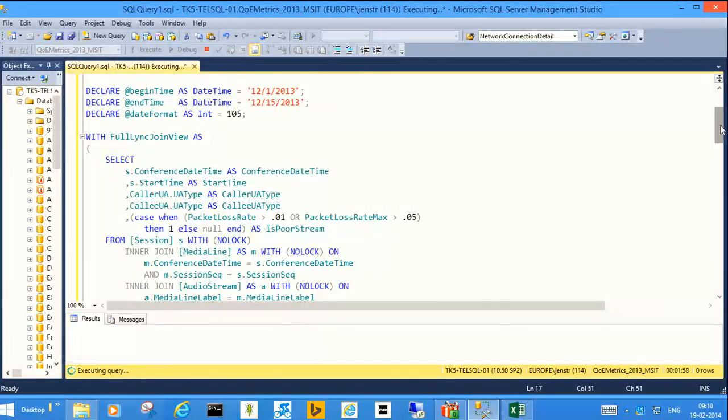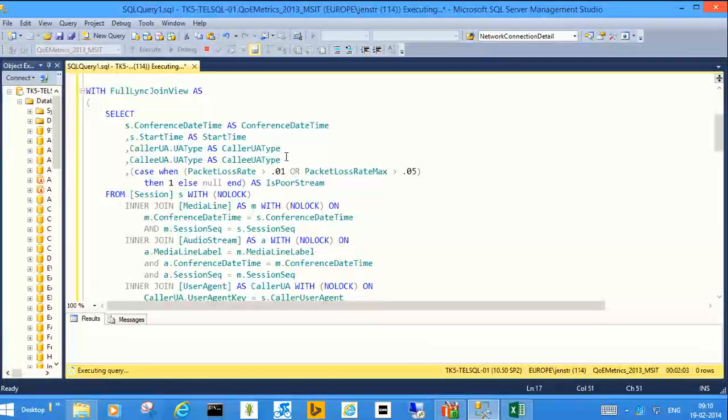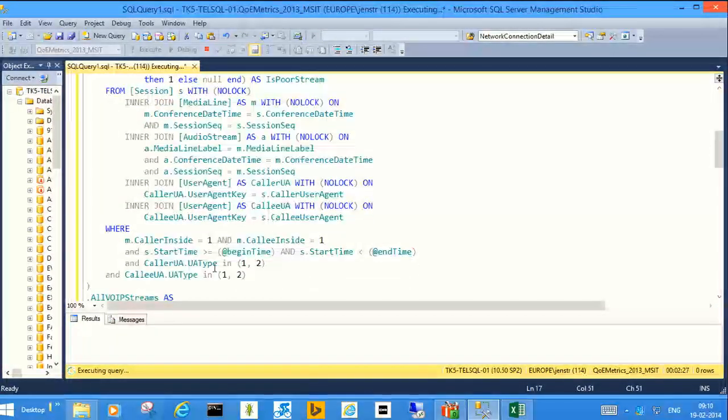So we are doing some joins on the different tables and looking at UA types. UA type is like user agent type. So each client has a user agent type. The desktop client is user agent type 4, mediation is 1, and AVMCU is 2, or the other way around. But that's basically how it works. And then when we look at this query, based on the media path we want to look at, we specify the UA type. So in this case, I only want to see streams between UA type 1 and 2, which is AVMCU mediation.